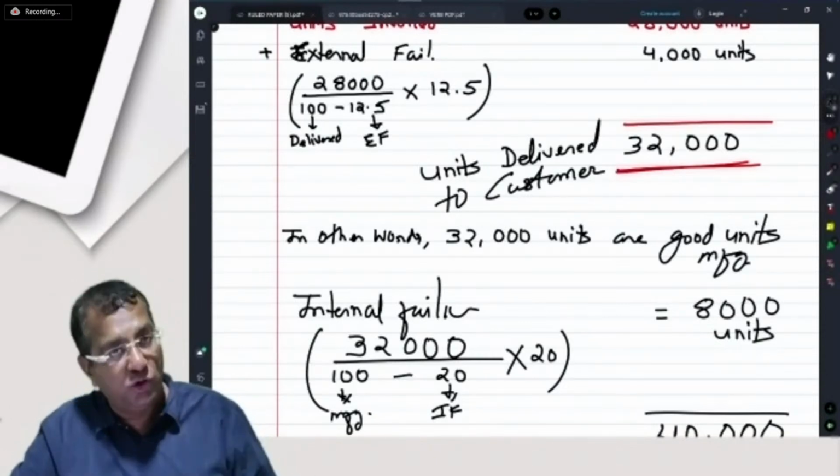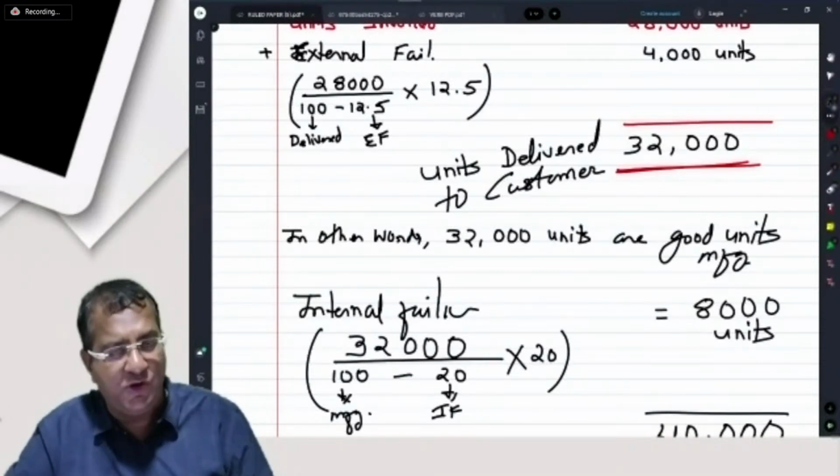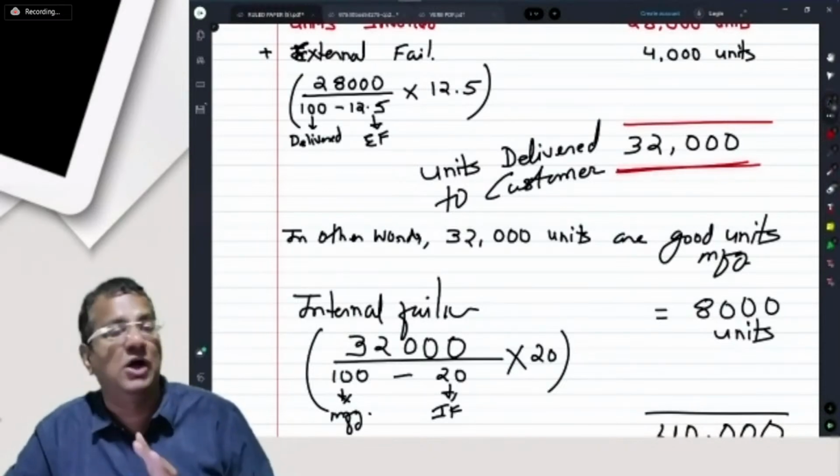Additionally, on 4,000 units you have incurred the transportation, packaging or logistic cost, whatever name they are given, additionally on 4,000 units, but not on those 8,000 units.